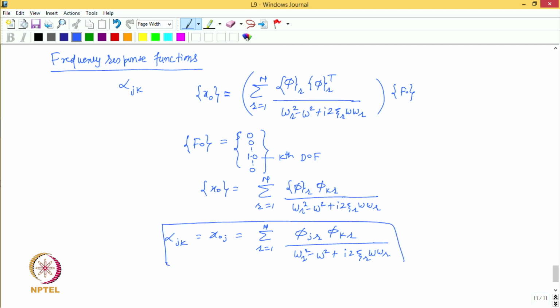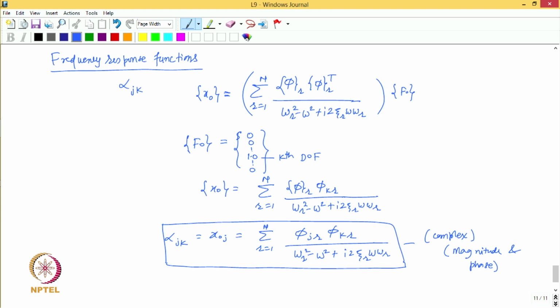So, you can see the FRF alpha j k is in the form of a series that consists of a sum of n number of terms, each term corresponding to one mode of vibration. We also note that the FRF here is complex, it is no longer real as we got in the undamped case. It is a complex FRF, which means it has both magnitude and phase. That is what the complexity of the FRF indicates.